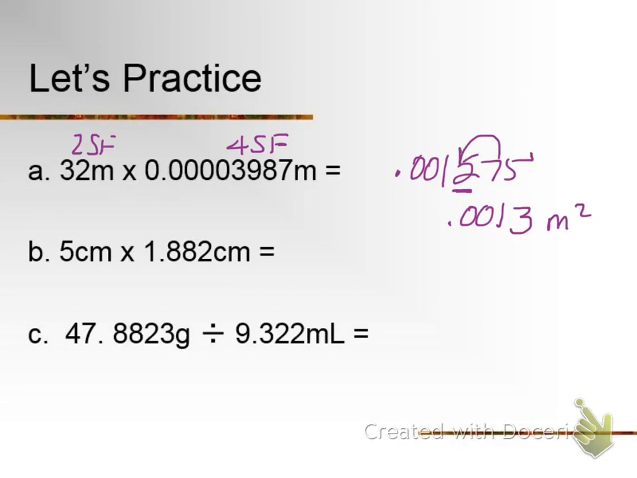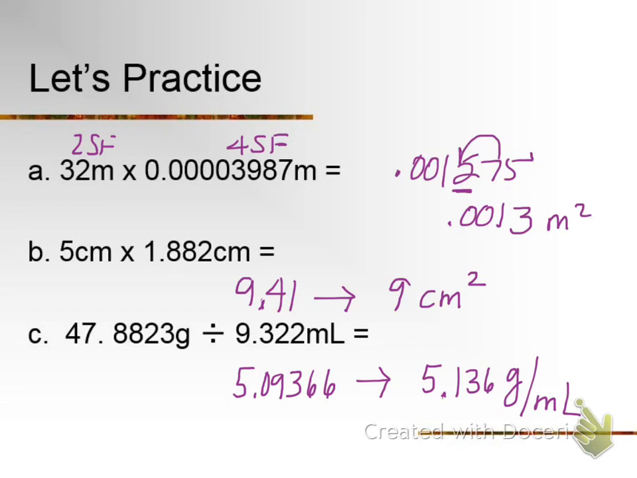So I want you to do the next 2 and tell me what you get and how you would report it. And if you need a calculator, they're over there on the wall. I should have said you need a calculator today. I usually put that on the, I'll add that for next period. If you have one, great. If you don't, grab one of mine. Okay, so did everybody get 9 centimeters cubed and 5.136 when you did it in the right significant figures?